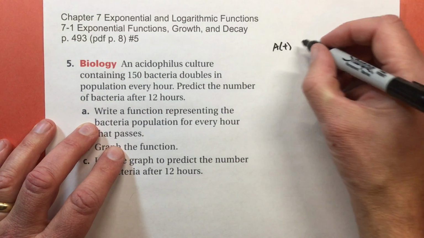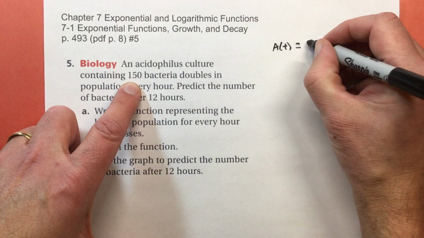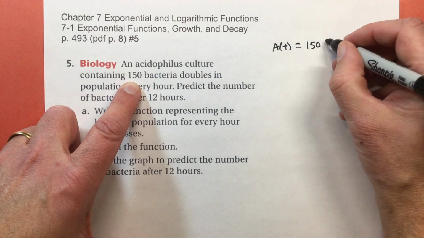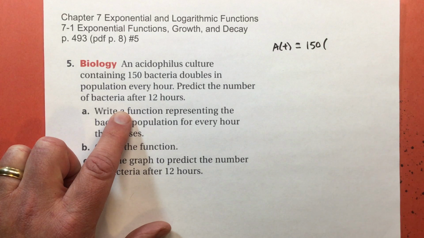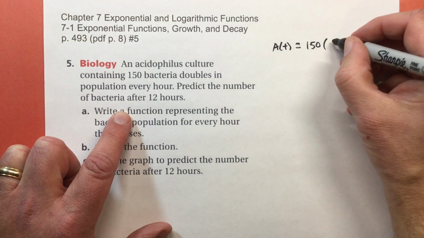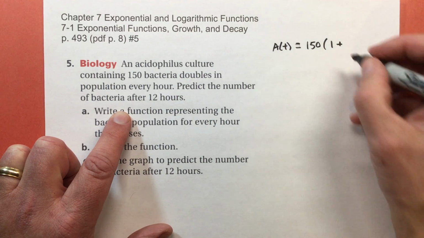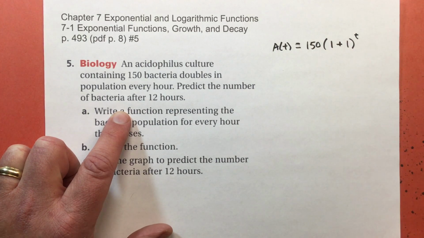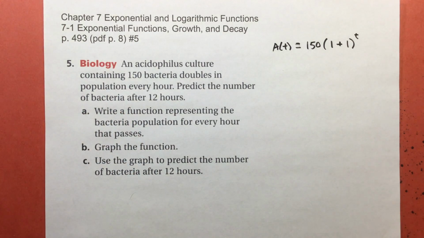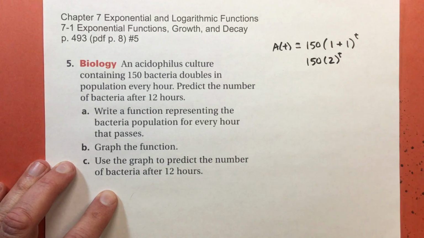All right, anyway, this is going to be the amount that I have at the beginning. I started with 150. And it's going to increase by 100%. So this is going to be 1 plus 100%, which, spoiler alert, is 1, to the power of t, which is every hour. I can simplify that and say 150 times 2 to the power of t.